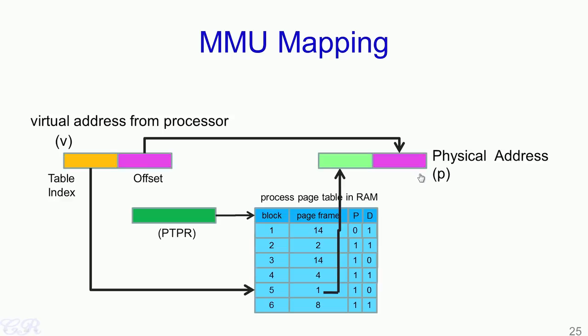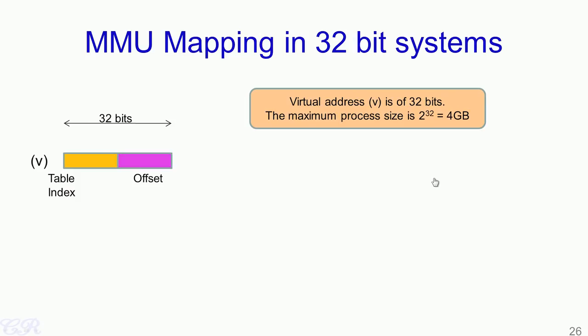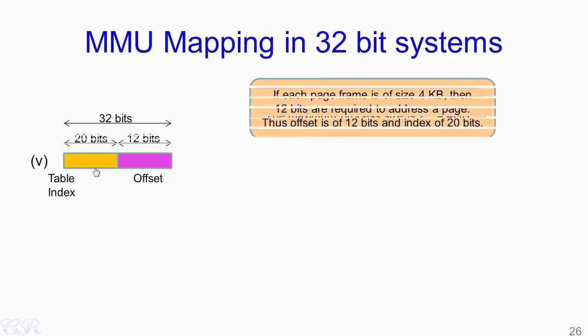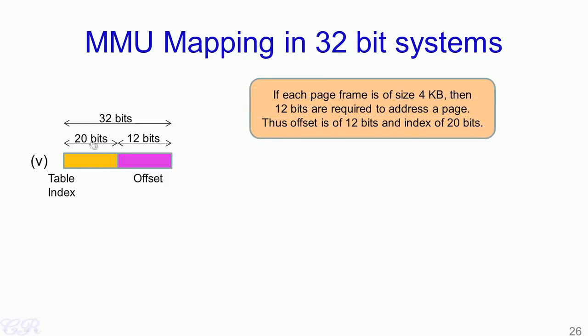So, let us see how this MMU mapping works for a 32-bit system. In a 32-bit processor, the virtual address space could be at most 2 power 32, that is 4 gigabytes. The virtual address is of 32 bits as shown over here, and this is typically divided into two parts, the table index and the offset, which is of 20 bits and 12 bits respectively.